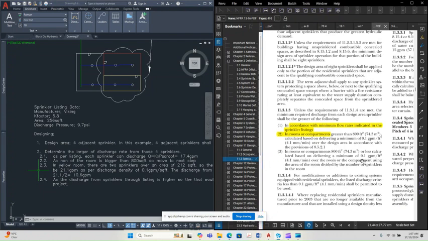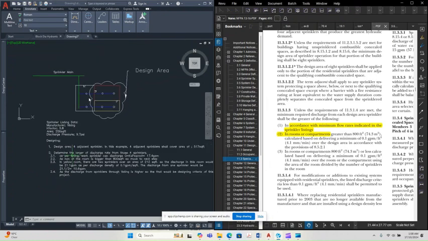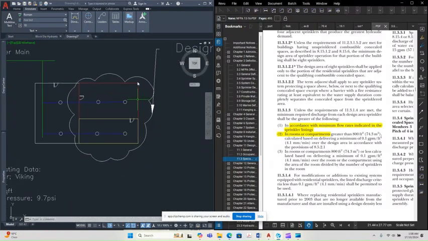the discharge is calculated based on delivering a minimum of 0.1 GPM per square foot over a room or the compartment, using the area of the room divided by the number of sprinklers in the room. So I have two different rooms. The big one, I can show you, is the room with the red boundary, and the room with the yellow boundary.